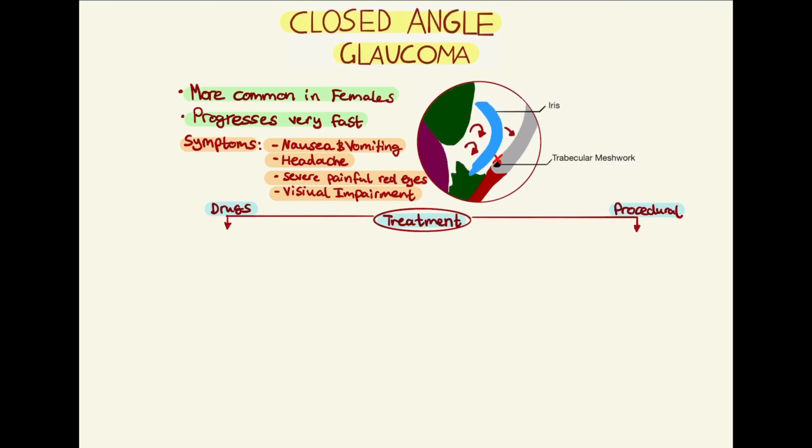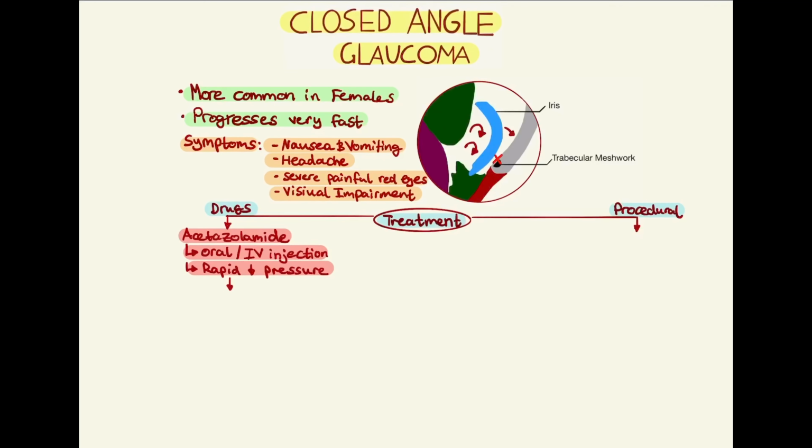First-line drug treatment includes carbonic anhydrase inhibitor acetazolamide. This can be given orally or by intravenous injection. And as mentioned before, it works by blocking the carbonic anhydrase 2 enzyme, reducing the production of bicarbonate, which is needed for fluid formation in the eye. This reduces the pressure in the eye.